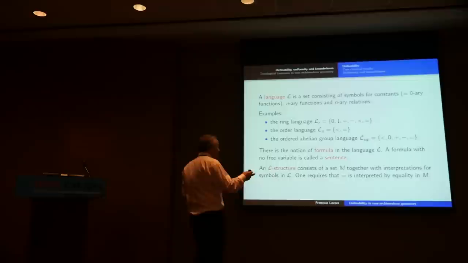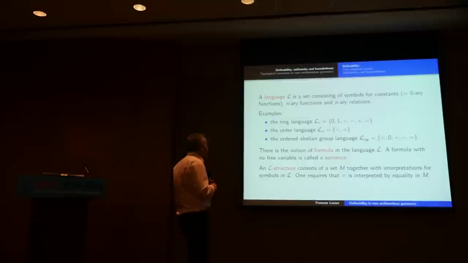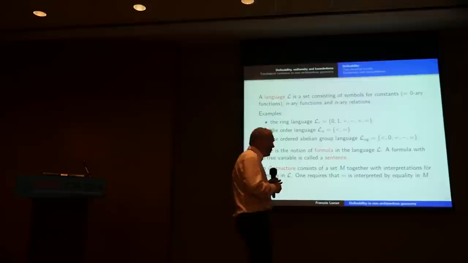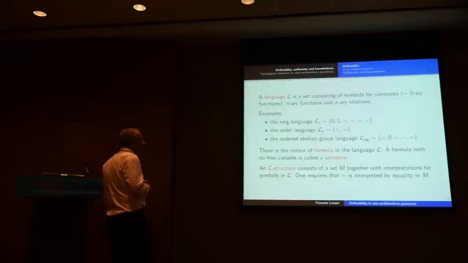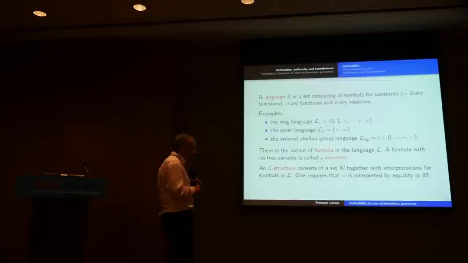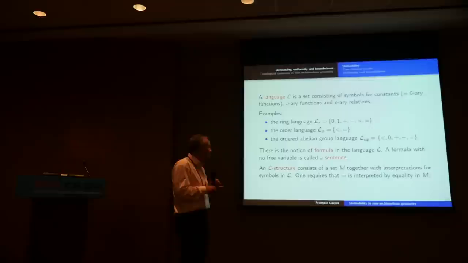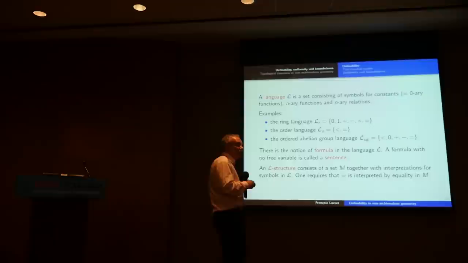Once we have this notion of language, we can define what is a formula. A formula is what you can imagine. You will see one or two. When there is no free variable in a formula, it's called a sentence. And given a language, there is a notion of structure, which is a set together with interpretations for symbols. Usually one requires that the symbol of equality is really interpreted by actual equality.